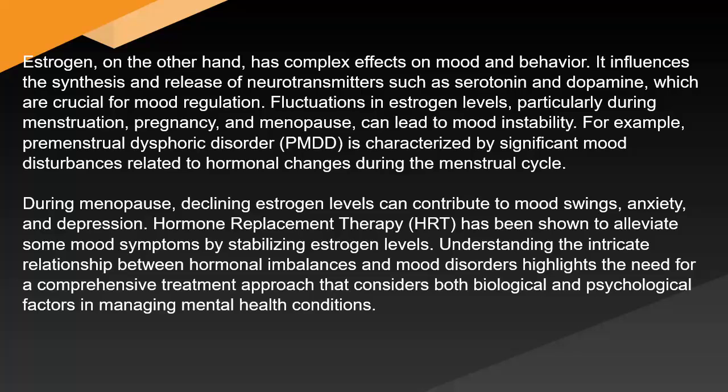It influences the synthesis and release of neurotransmitters such as serotonin and dopamine, which are crucial for mood regulation. Fluctuations in estrogen levels, particularly during menstruation, pregnancy, and menopause, can lead to mood instability. For example, premenstrual dysphoric disorder (PMDD) is characterized by significant mood disturbances related to hormonal changes during the menstrual cycle. During menopause, declining estrogen levels can contribute to mood swings, anxiety, and depression. Hormone replacement therapy (HRT) has been shown to alleviate some mood symptoms by stabilizing estrogen levels.